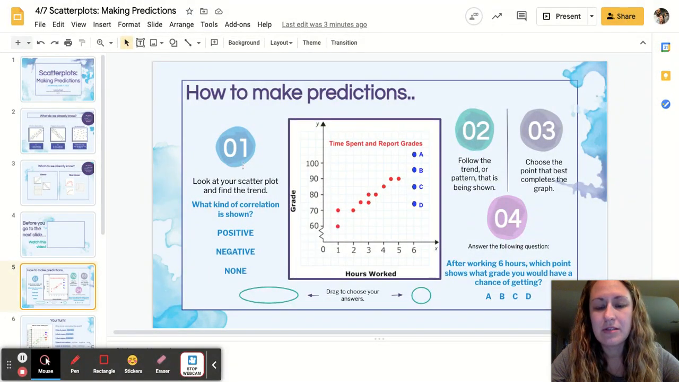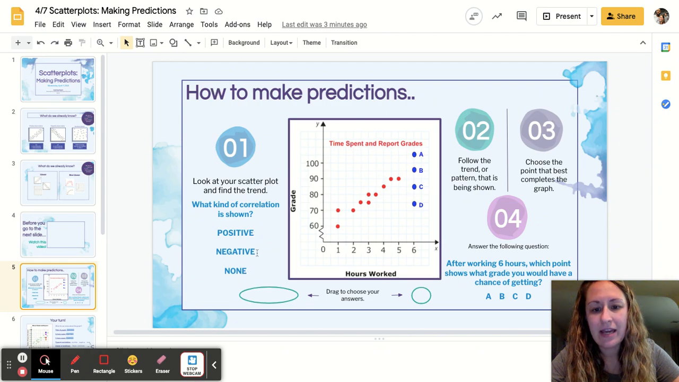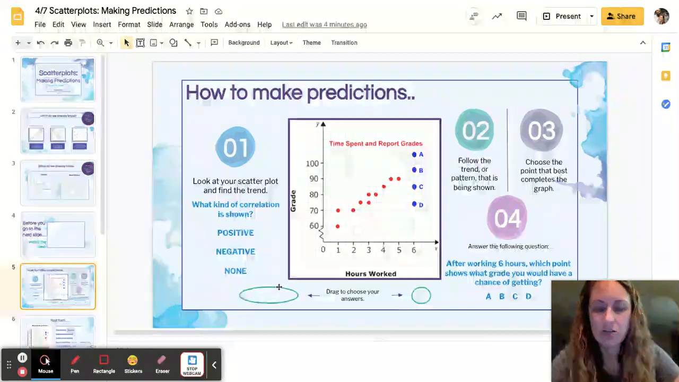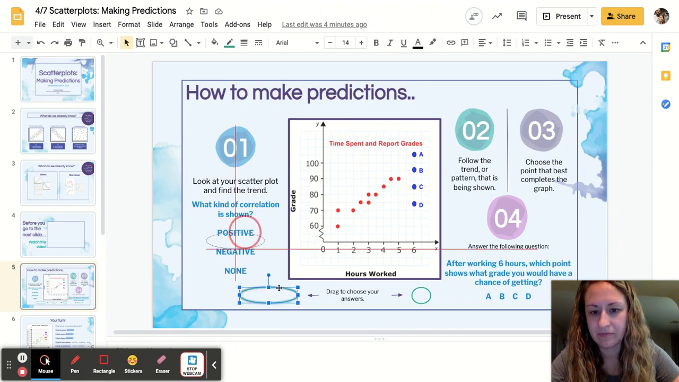So you want to go through this and we want to look. Look at our scatter plot, find the trend, find the pattern that we're following. What kind of correlation is being shown? Is it a positive, negative, or is there no correlation shown? Well, looking back from what we already know, we see a positive slope right here. So we're gonna go ahead, we're just gonna drag our oval around positive. Right there, looks good.